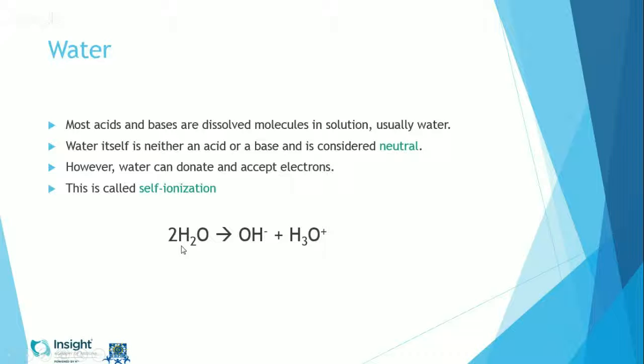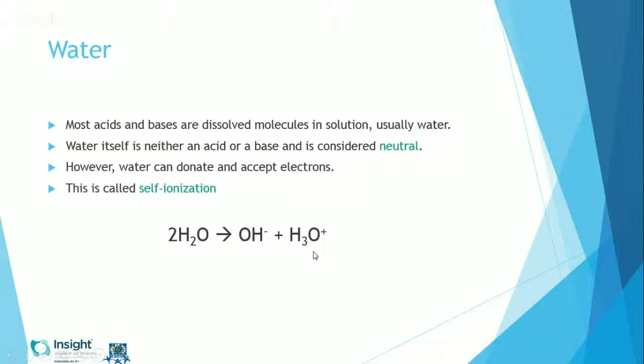So some of the water molecules in a cup of water, not all of them, a very small amount, but some of them, what they do is if you have two of them, a hydrogen from one of the water molecules will pop off, leaving you with an OH minus, and attach to the other water molecule, making an H3O plus, or hydronium ion. All right.